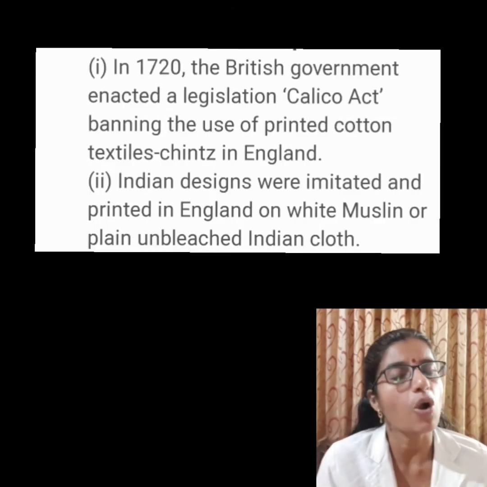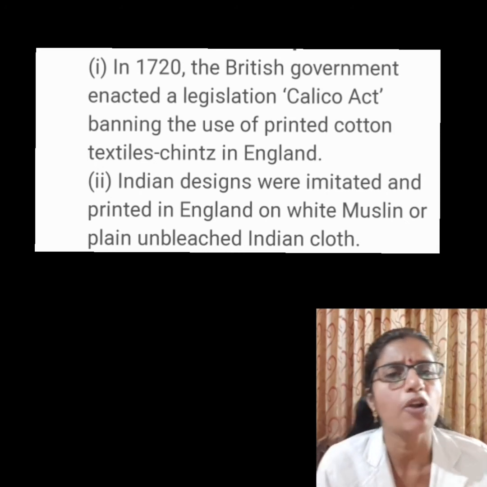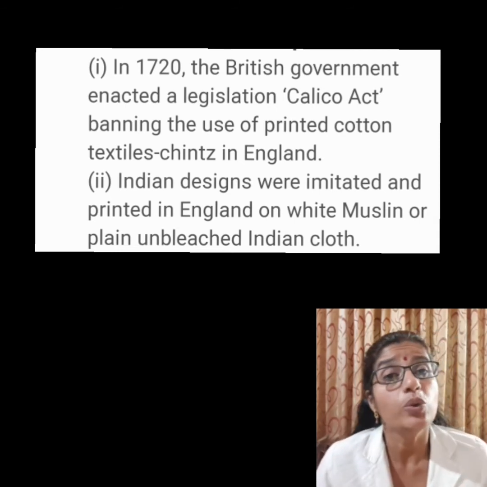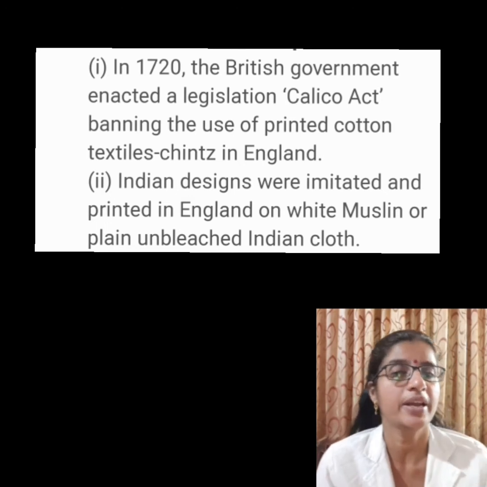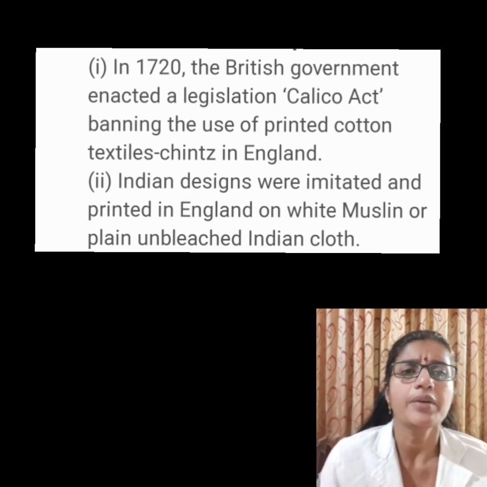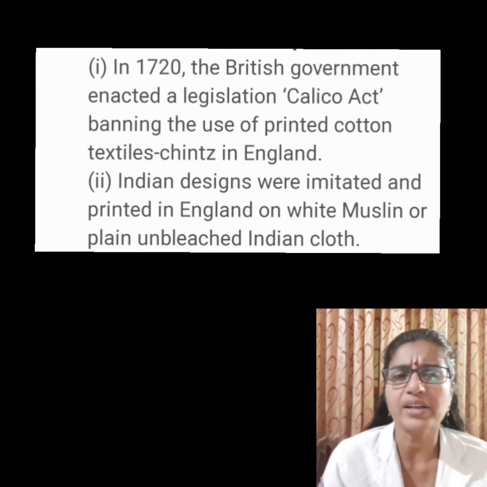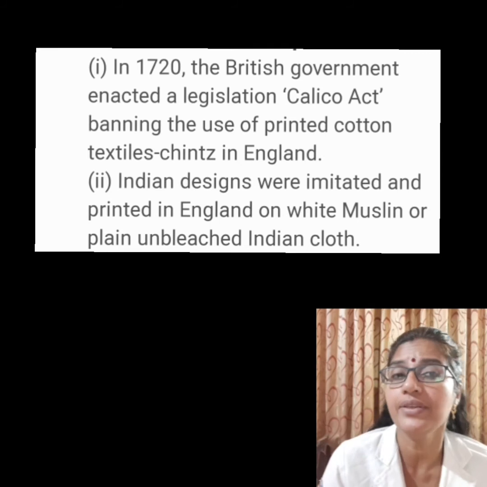As a result of this protest, in 1720, the British government enacted a legislation banning the use of printed cotton textiles, chints, in England. Interestingly, this act is known as Calico Act. In fact, textile industries had just begun in England at this time.